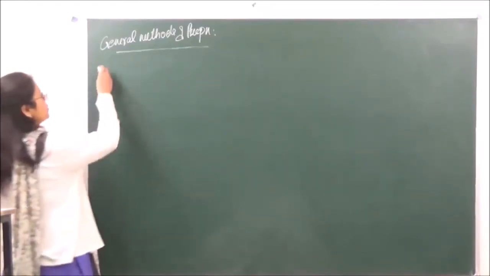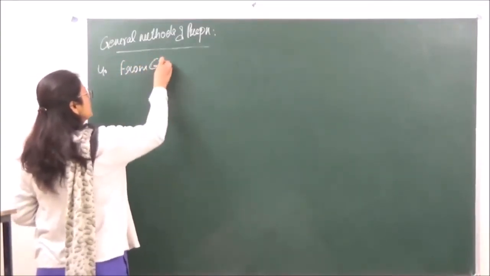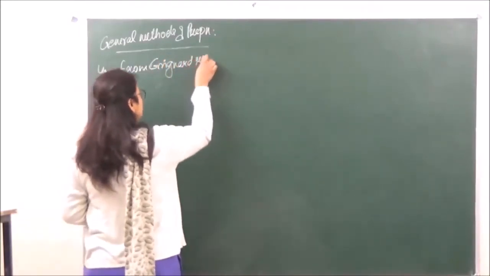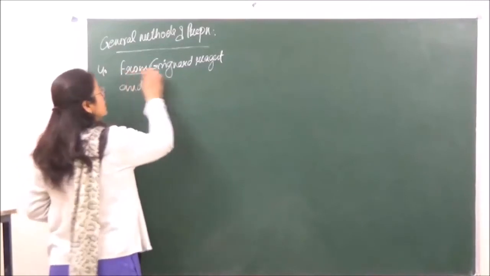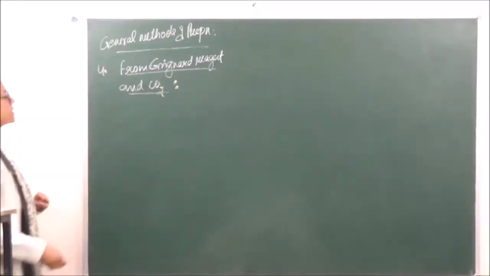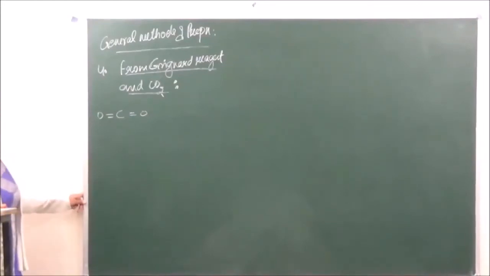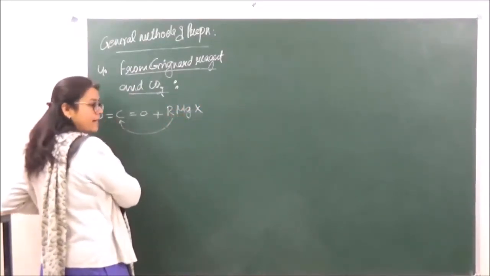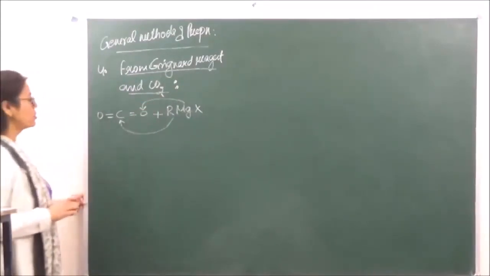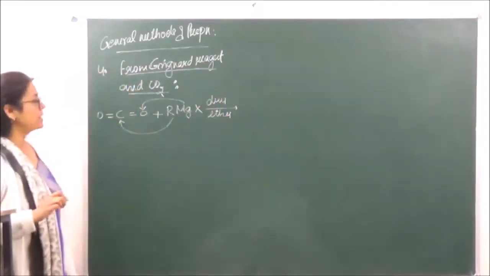The next one, the fourth method of preparation, which we are going to continue from our last class, is from Grignard reagents. From Grignard reagent and carbon dioxide. Now in this case, carbon dioxide is going to have this kind of structure. The mechanism of the reaction will be the same as we have discussed in the aldehydes. The R will attack at the carbon and MgX will attack at the oxygen. The reaction takes place in presence of dry ether because of the very high reactivity of the Grignard reagent.